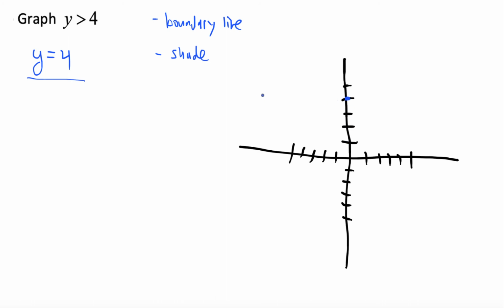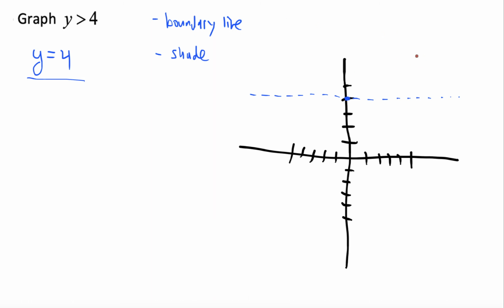But this is going to be a line that goes across this horizontal line, right? Now this is going to be a dotted line, okay, because it's strictly greater than. So let's draw the dotted line that goes through that point over there. Now the last thing we need to do is shade. We want to shade either this side or this side.